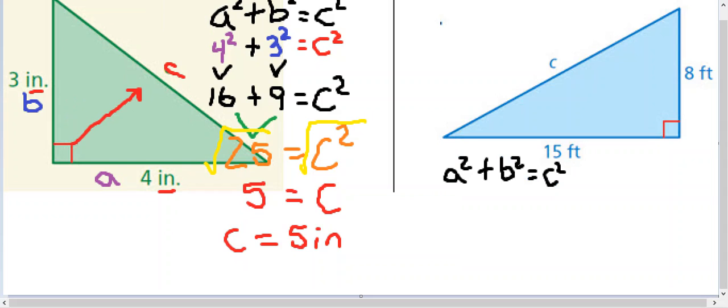Alright, so for our next example, first write our equation, our Pythagorean theorem. Next, I have to label my points. So I know the side across from that right angle is C. I don't know what it is, so I just plug into my equation as C squared.